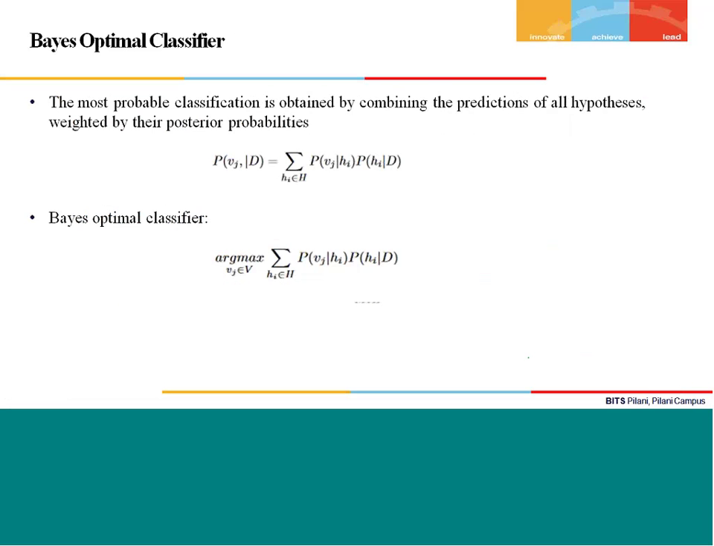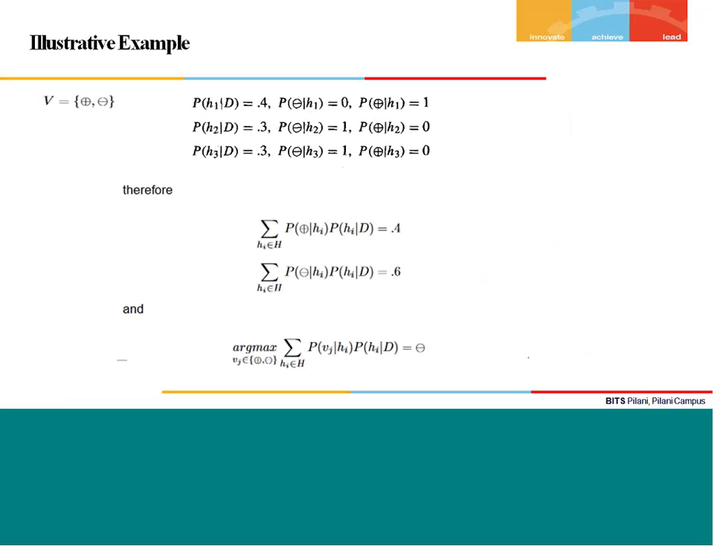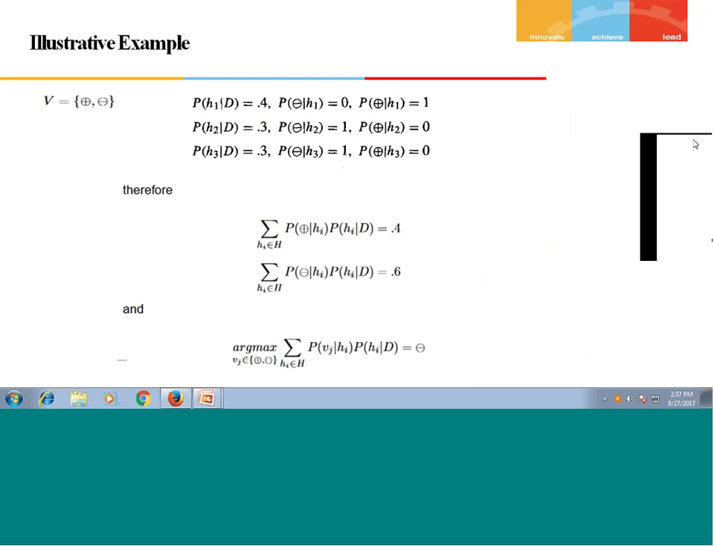So there is this known as Bayes optimal classifier. Let's take an example. What does it mean by weighted? It's a weighted average of all classifiers. Yes, sir. Exactly. So let's see the problem again.